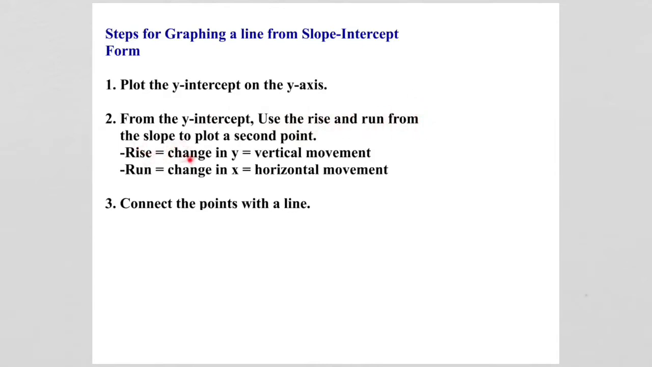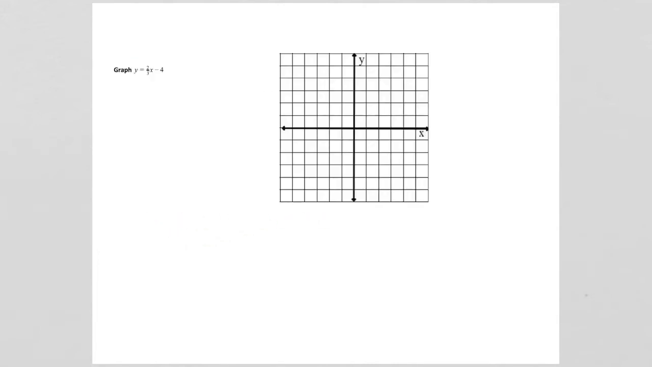Your rise, we say that's the change in y. That's going to be your vertical movement. And your run, that's your change in x, your horizontal movement. And then we're going to connect the two points and form a straight line. So let's take a look here.